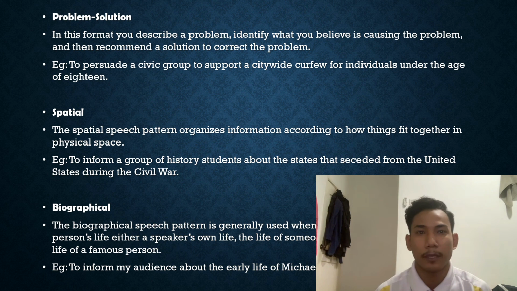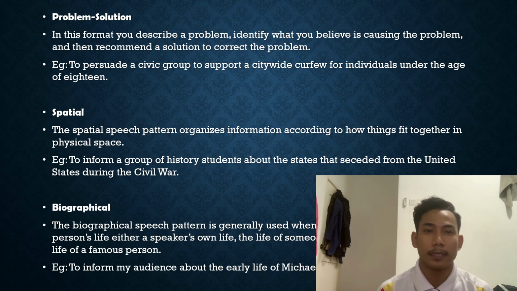Now we move to the spatial pattern. The spatial pattern is organized according to how things fit together in physical space. So as an example, to inform a group of history students about the states that seceded from the United States during the Civil War.